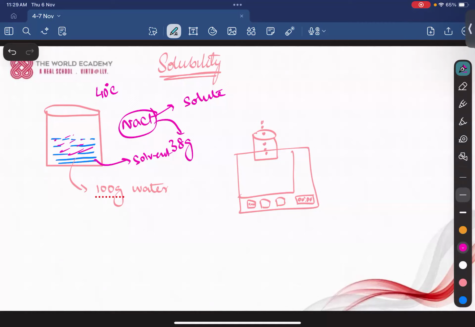Do you have any question? We have a few terms to understand. Please ask. First, we need to understand solubility. Sorry for the handwriting. Solubility, solute, solvent, saturated solution.